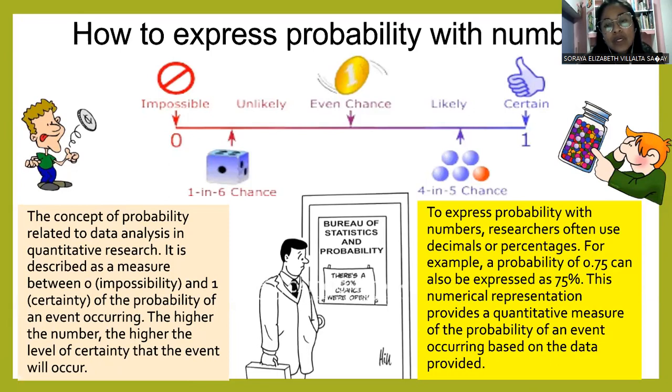When you express probability with numbers, the result often uses decimals or percentages. For example, a probability of 0.75 can also be expressed as 75%. This numerical representation provides a quantitative measure of the probability of an event occurring based on the data provided. Remember, expressing probability with numbers is like assigning a measure to how likely something is to happen.